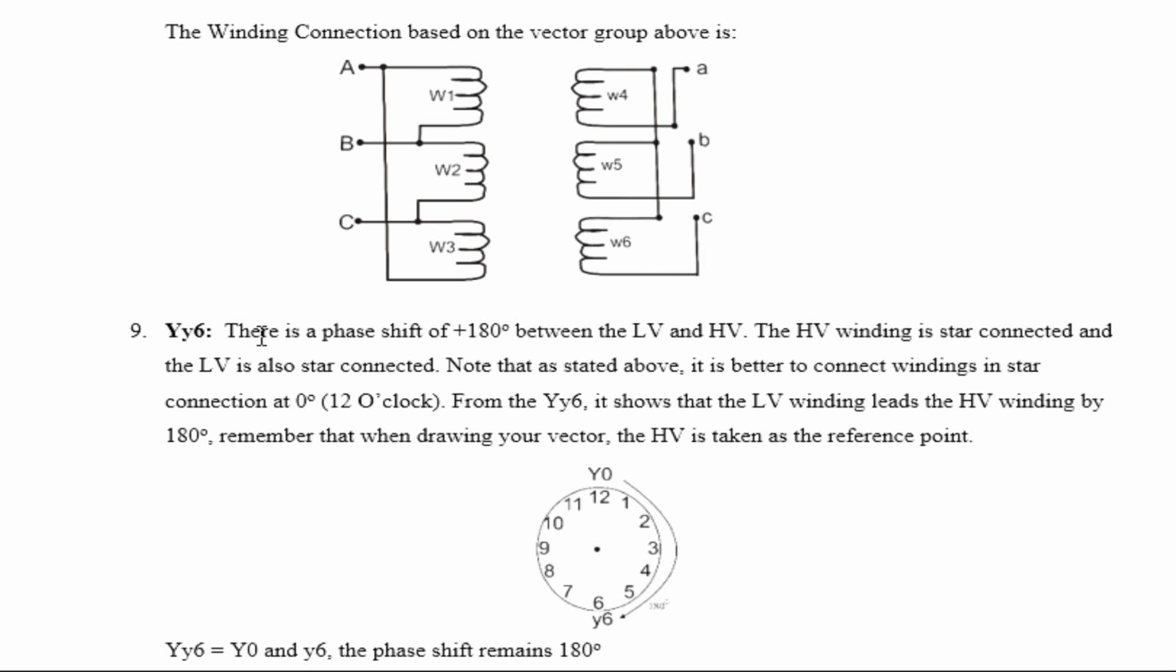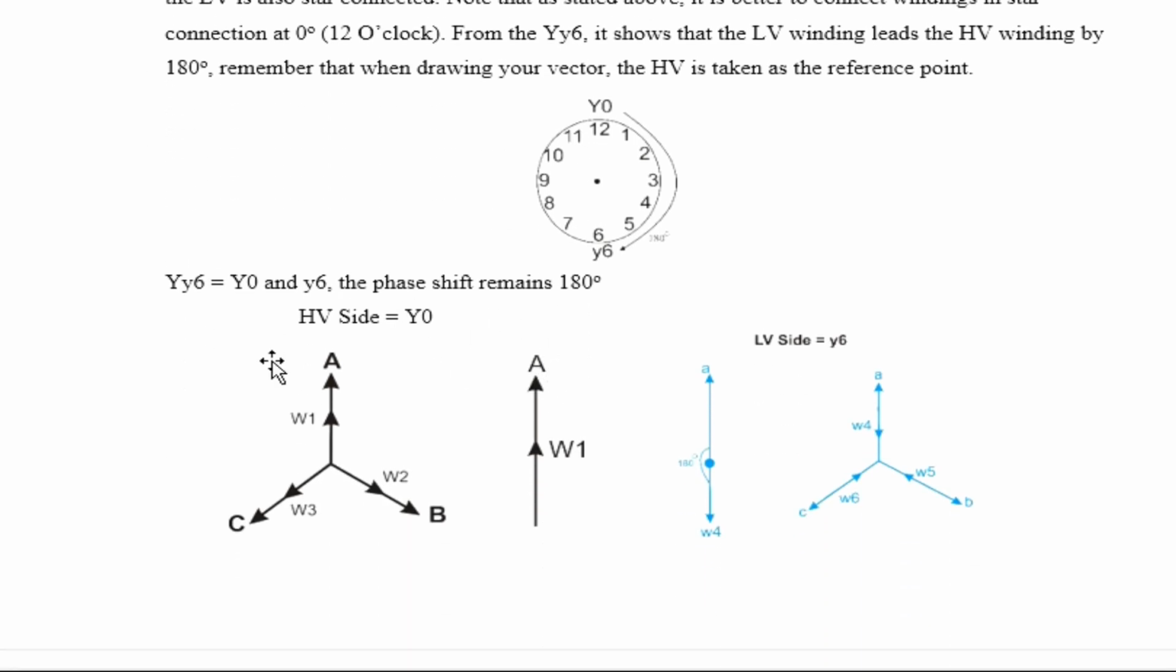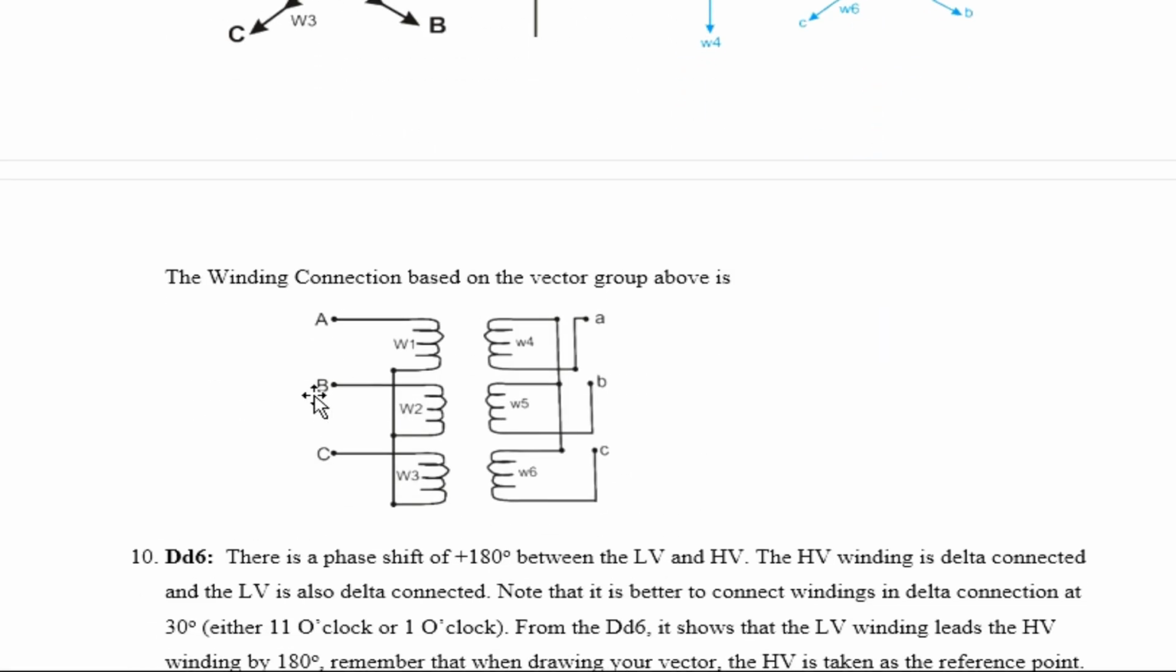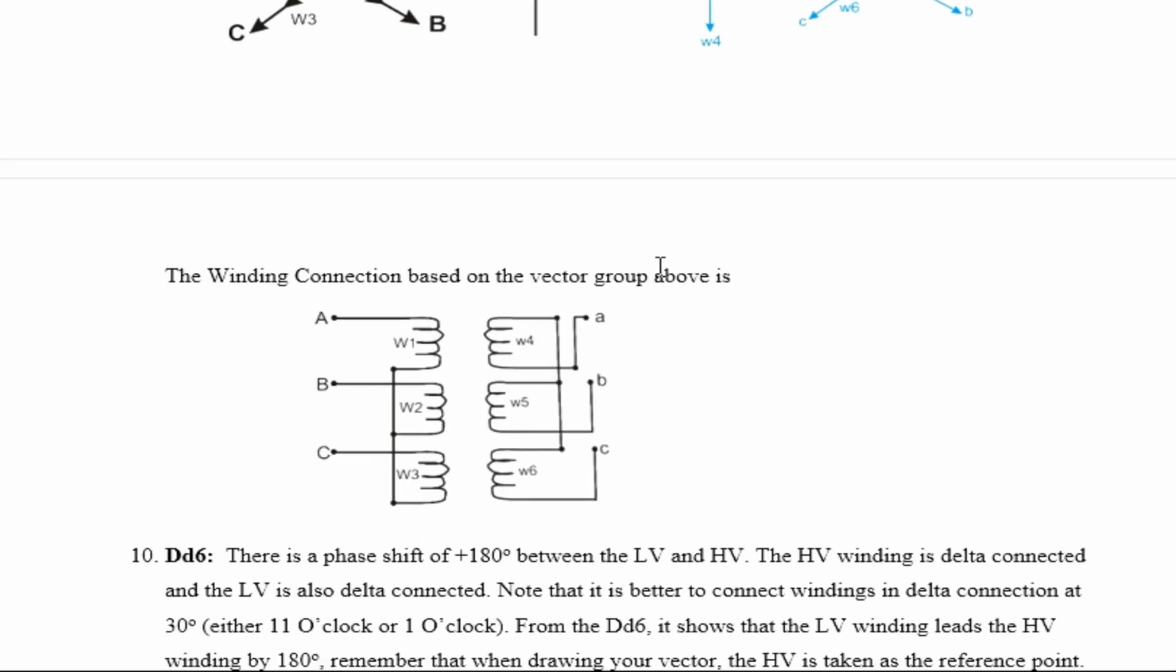All right, the next one will be YY6. YY6 simply means that the high voltage is star, the low voltage is star, and they are on 6 o'clock, which is 180 degrees apart. So I told you that the reference point should be on the high voltage side, Y. So when we take Y to be Y0, then the 6, 180 will be Y6, because this is 30, 60, 90, 120, 150, 180, which is 6 o'clock apart. So this is your Y0 and this is your Y6. You can draw this one for your high voltage windings, which is this. You can draw this one too for your low voltage winding, which is this.